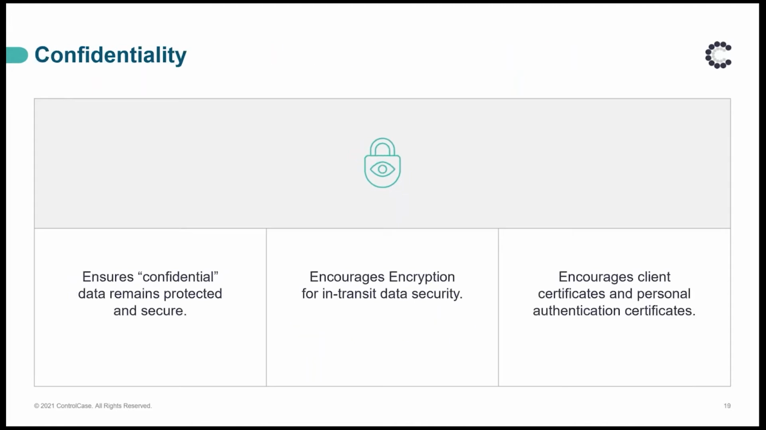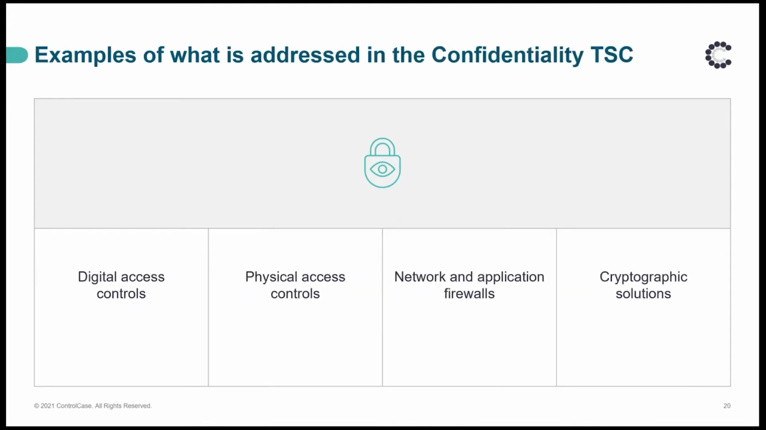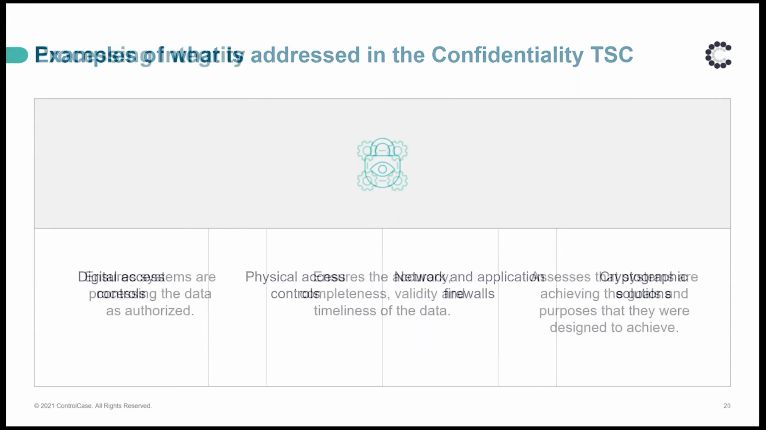What is confidentiality? Confidentiality, just as it states, is keeping the data that is housed within the systems confidential. A big purpose of this is encryption of the data housed within these systems. And so these might be some of the items that you can use to demonstrate your commitment or your controls over confidentiality: physical access controls, network application firewalls, and especially cryptographic solutions.